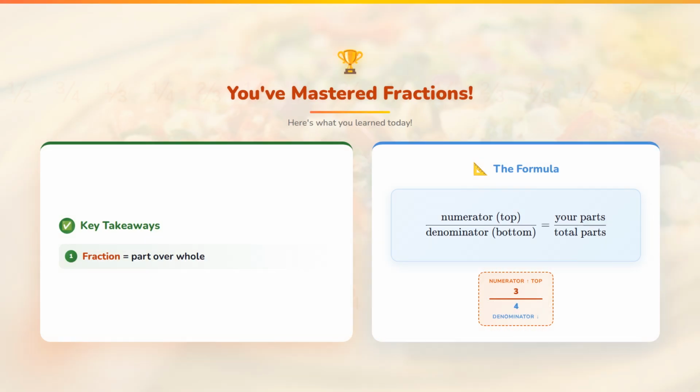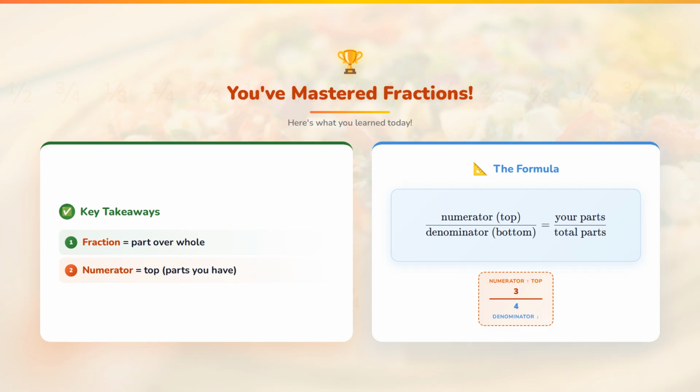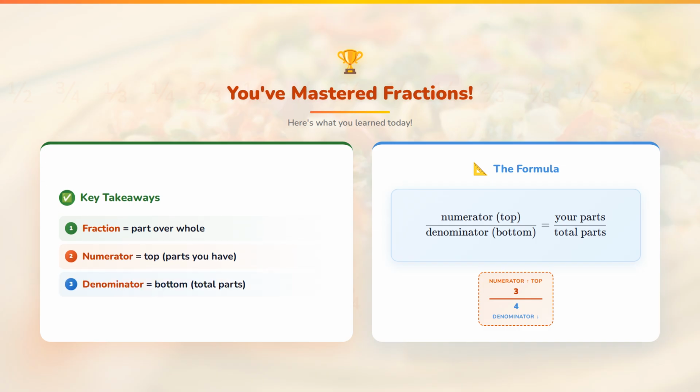Let's do a quick recap. A fraction represents a part of a whole. The numerator on top tells you how many parts you have. The denominator on the bottom tells you how many equal parts the whole is divided into. And remember our D trick, D for down, D for denominator.